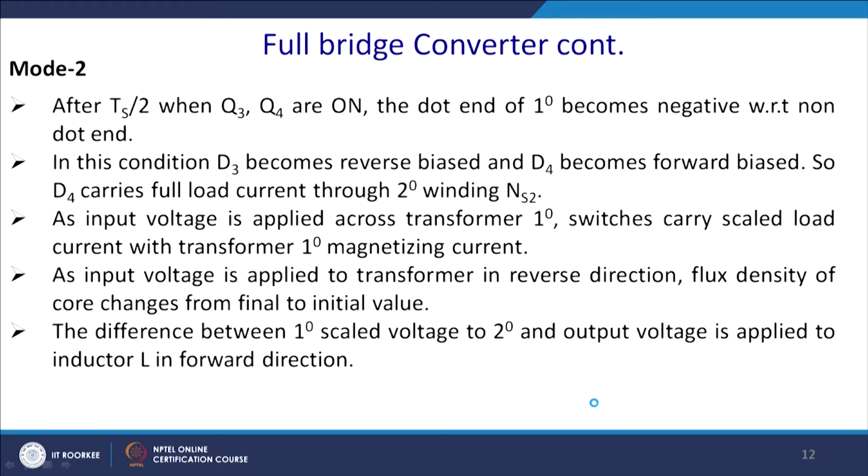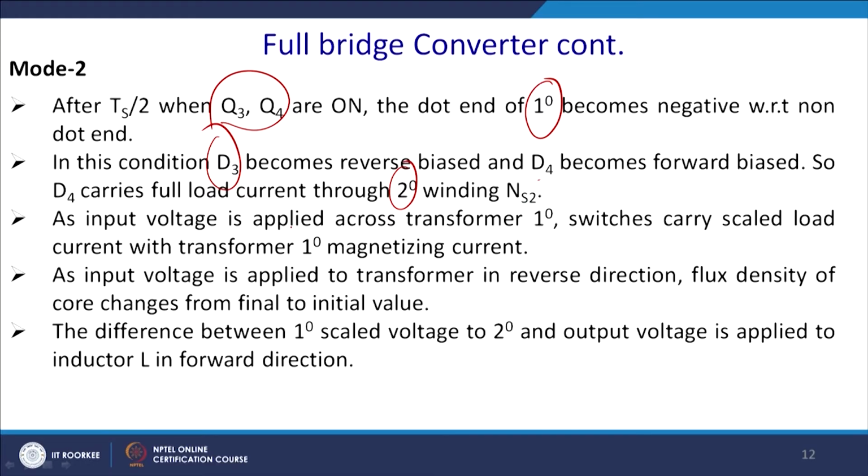After Ts by 2, it is the same as the initial stage, when Q3 and Q4 are on. The dot end of the primary becomes negative with respect to the non-dot end, and in this condition D3 becomes reverse biased and D4 becomes forward biased. So, D4 carries the full current through the secondary winding NS2.